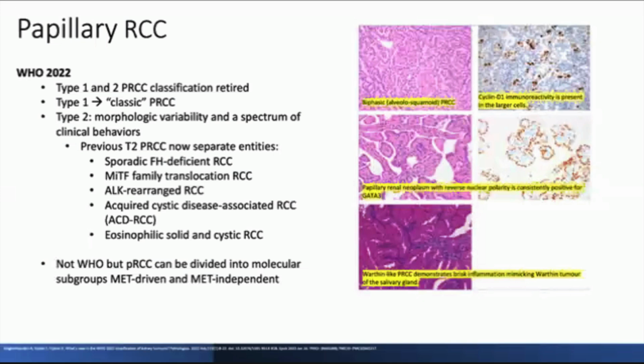Another way to think about papillary RCC is based on its MET status. So this becomes relevant when we talk about the different trials looking at treatment options in the papillary RCC disease space. So you would think about it as MET-driven or MET-independent papillary RCC. Clinically speaking, though, we still get the type 1, type 2 classification in our pathology reports, with papillary type 2 being a more aggressive form of the disease.